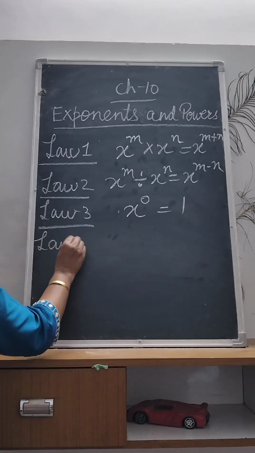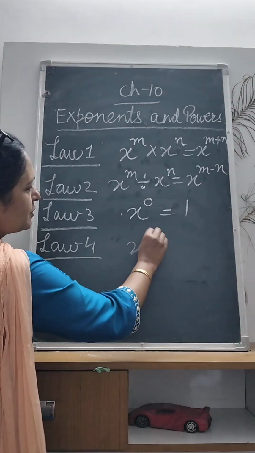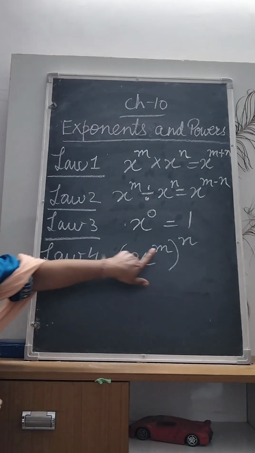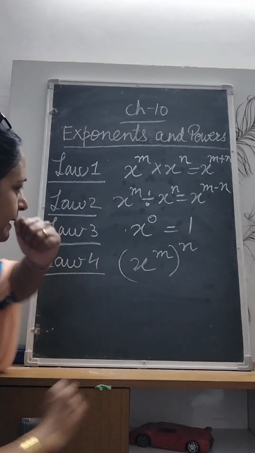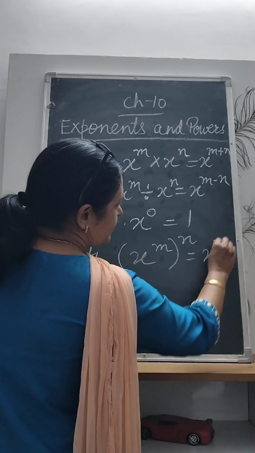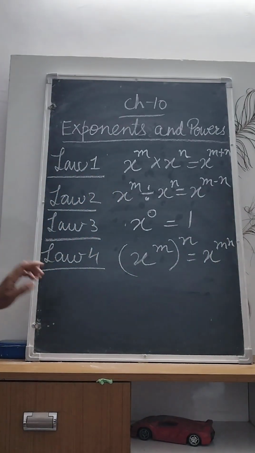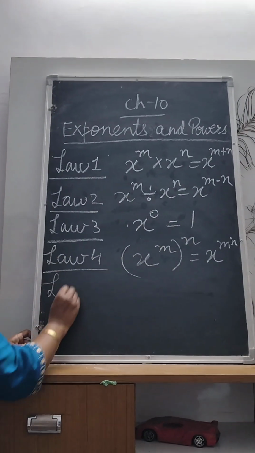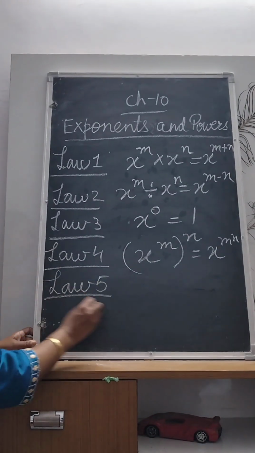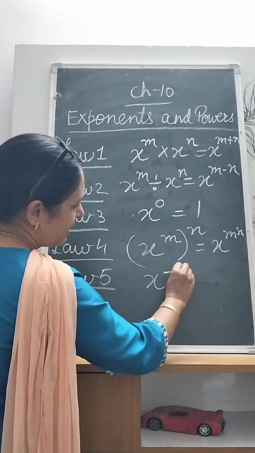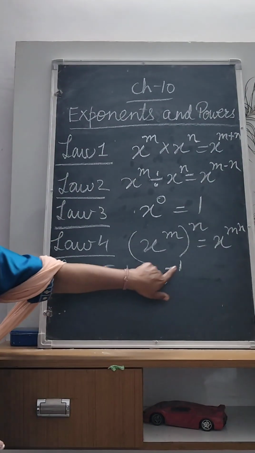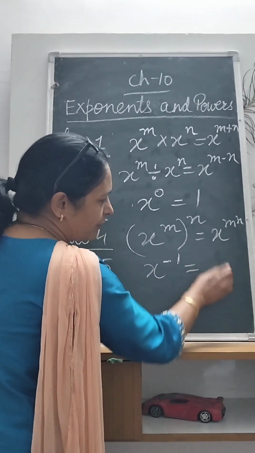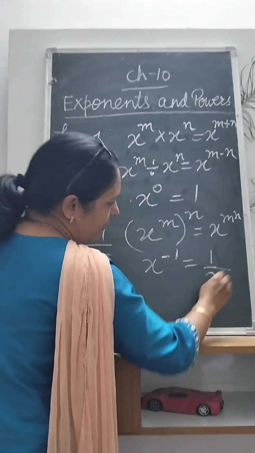Law number 4: x raised to power m whole power n is equal to x raised to power m into n. It will multiply. Now next, law number 5: x raised to power minus 1. So power is minus, it is a negative term, so we will have the reciprocal of it. So it will be 1 upon x.